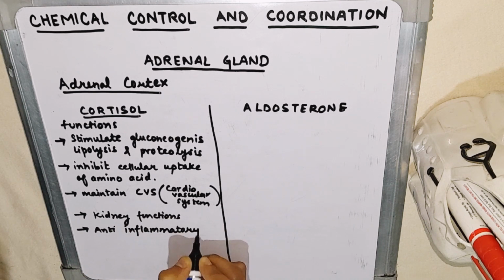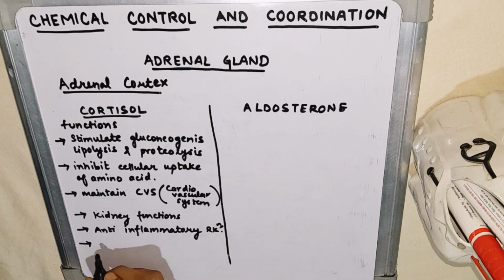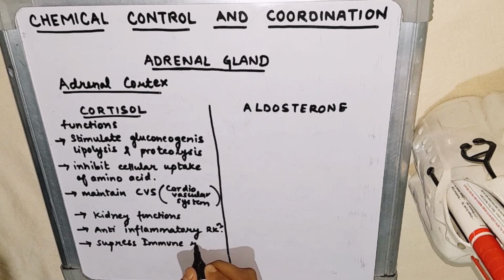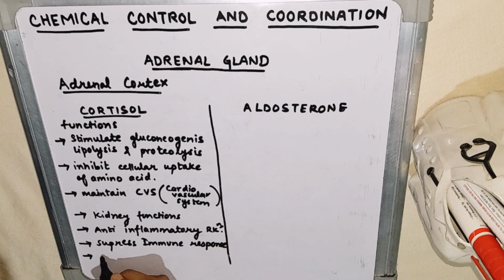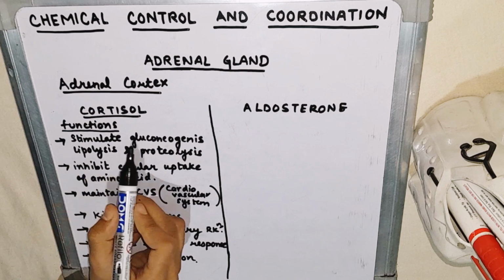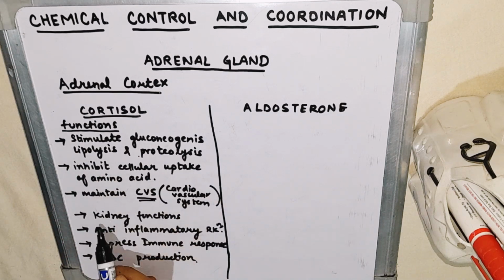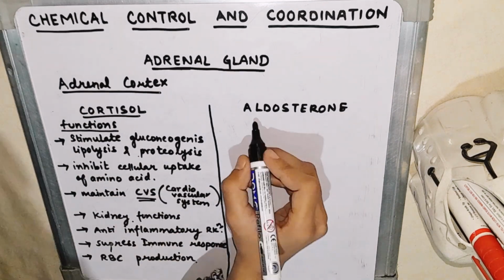It also acts against inflammatory reactions. It is used to suppress the immune response of our body. Next, it is also used in the formation of RBC. These are extremely important functions of cortisol.